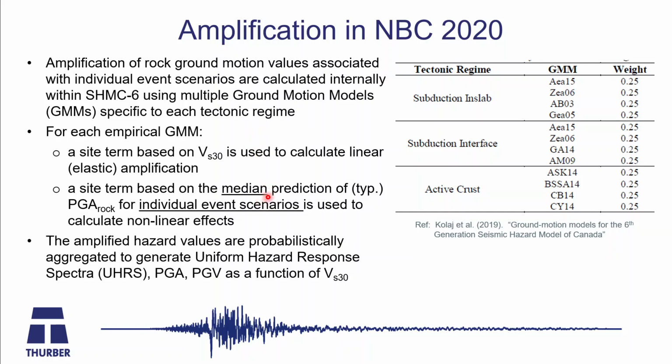ground motion value. So then what happens is for every single individual event scenario inside the model, they will calculate the amplification and then calculate an amplified hazard value, and then probabilistically combine all of the amplified hazard values.